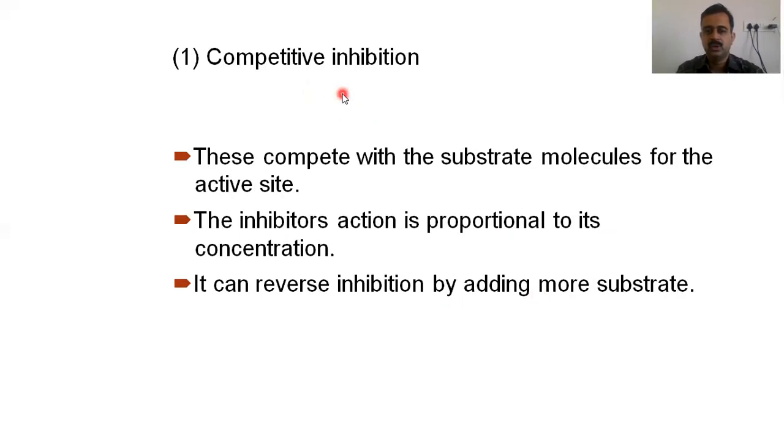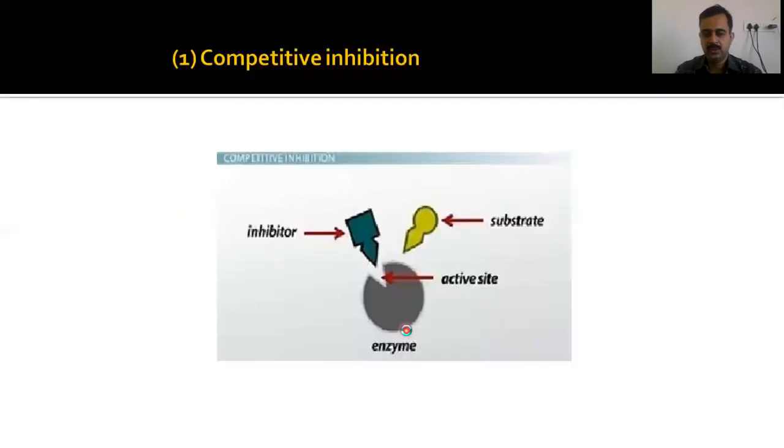Now, first one. These compete with the substrate molecules for the active site. So they go and bind to the active site instead of the substrate molecule. Inhibitor action is proportional to its concentration. It can reverse inhibition by adding more amount of substrate.